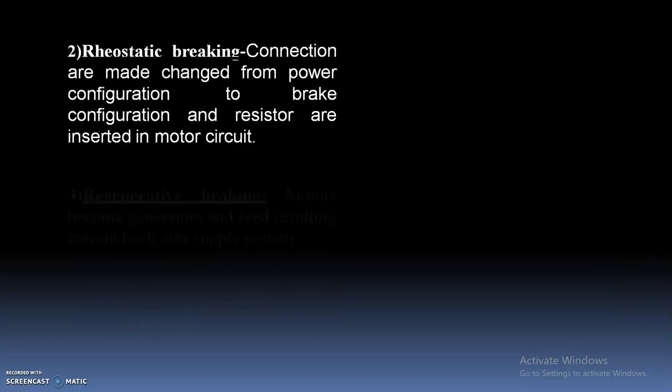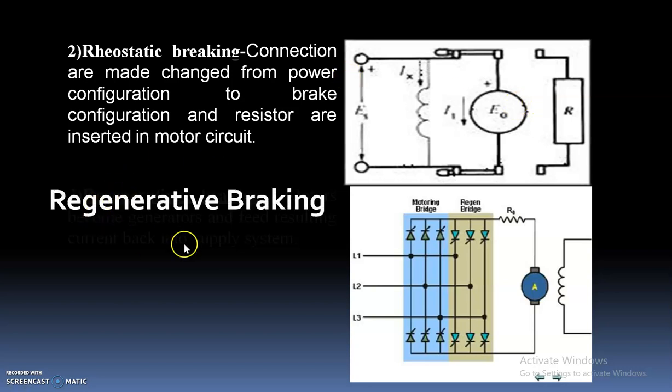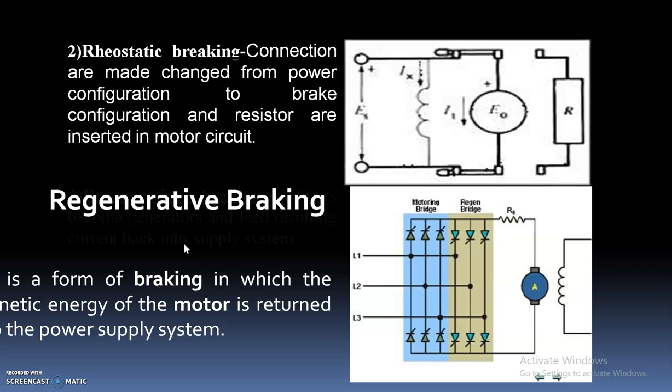And the second method of braking is rheostatic braking. Here also the armature is disconnected from the mains and it is connected to a braking resistor in which the power is wasted. And the third type of braking, which is employed in electric traction, is called regenerative braking.